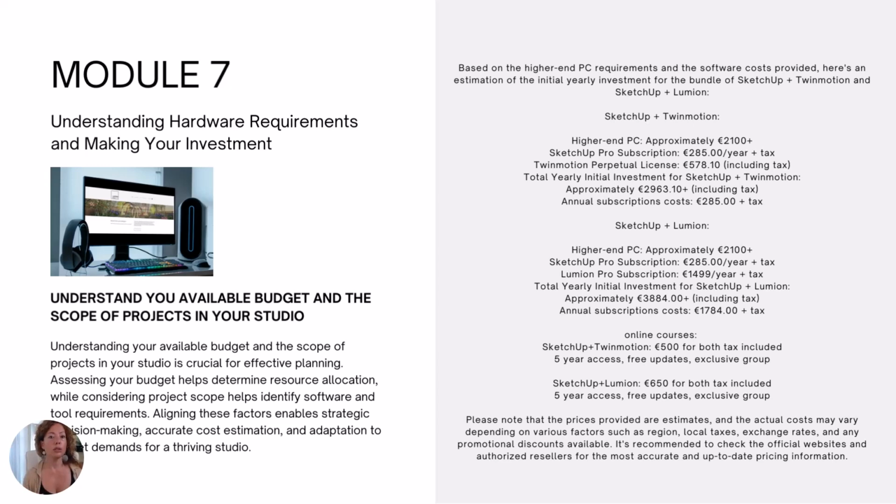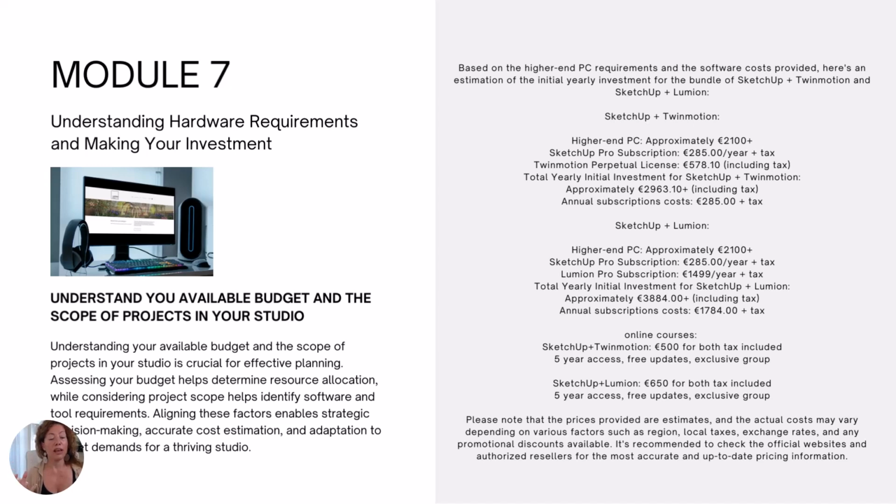If you want to go with SketchUp and Lumion, you're going to have an initial investment of almost another 800. So you have 3,000 for SketchUp and Twinmotion, 3,800 for SketchUp and Lumion. But in the long run, SketchUp and Lumion are going to be much more expensive.